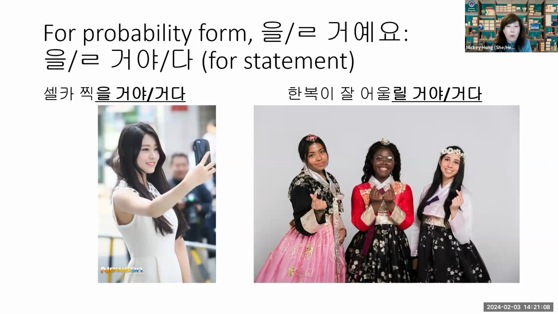For probability form, the future form, 을 거야 or 거다. 셀카 찍을 거야. 셀카 찍을 거다. 한복이 잘 어울릴 거야. 어울릴 거다. Okay? So we have present, past, and future.